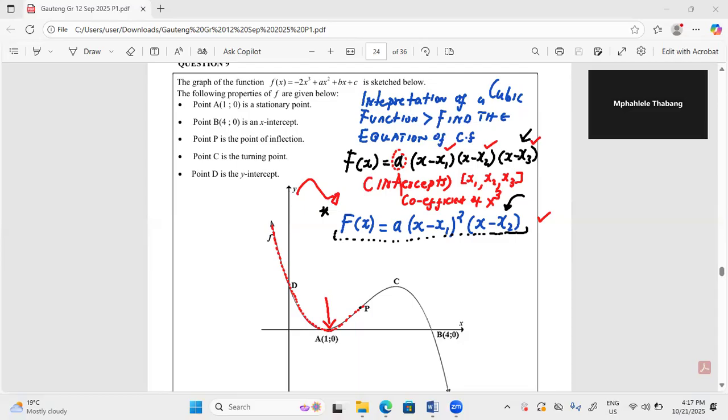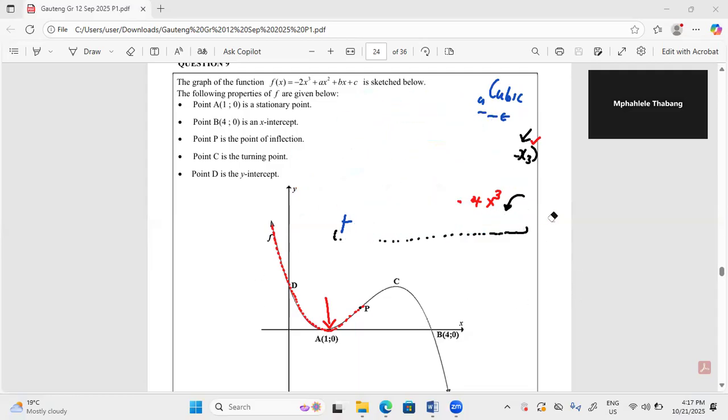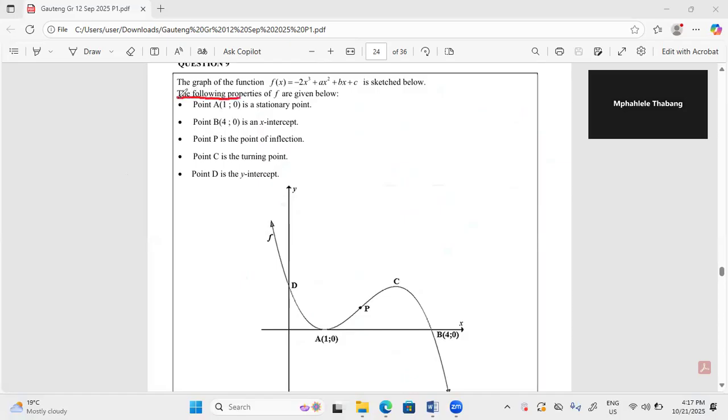Okay? Let's now go and read the question. Let us go straight to reading the questions and answer those questions, because here they gave you the following properties, but these properties are clear on the graph. Whatever they are talking about here is clear on the graph.